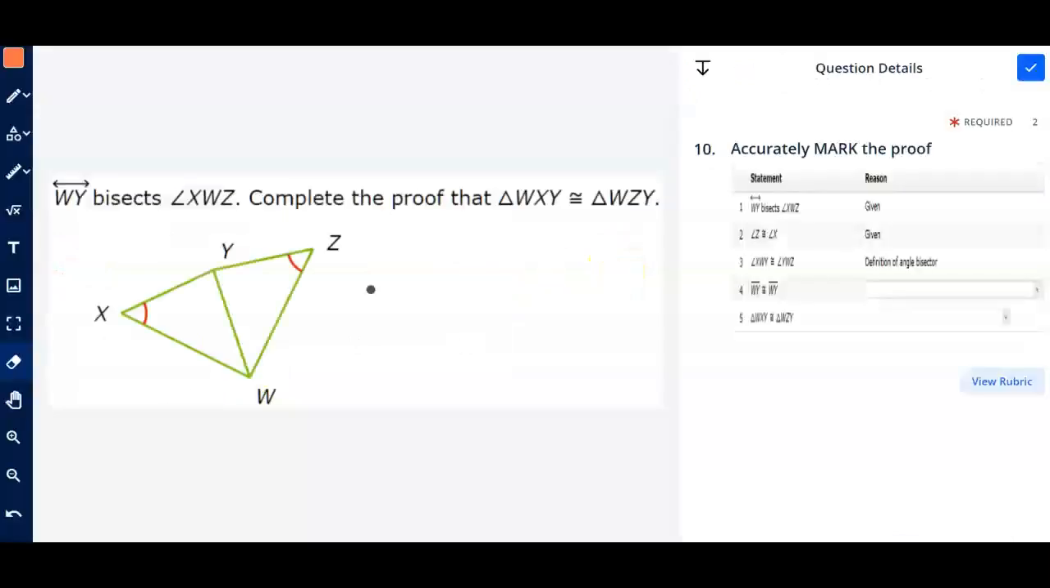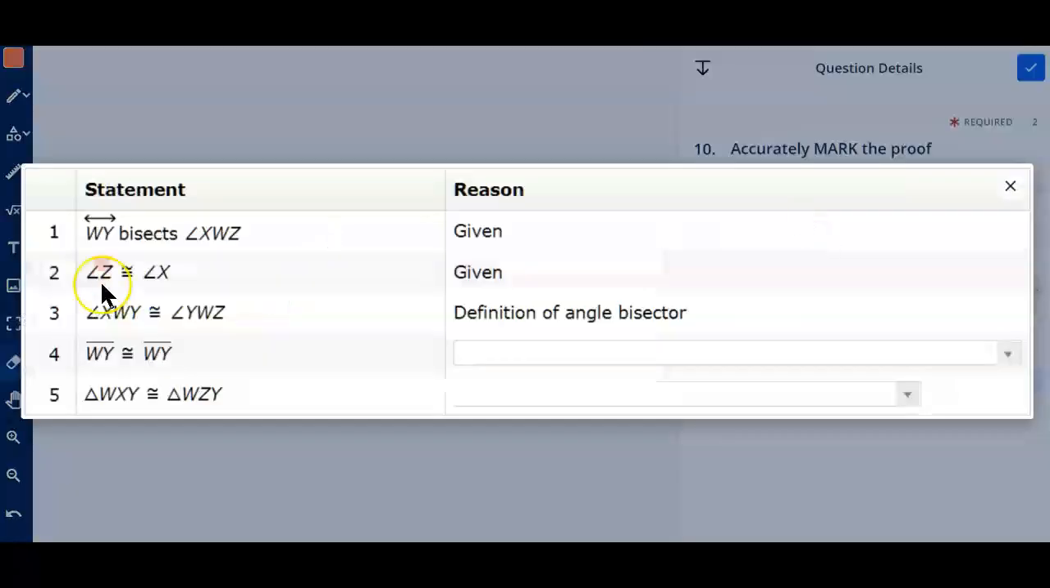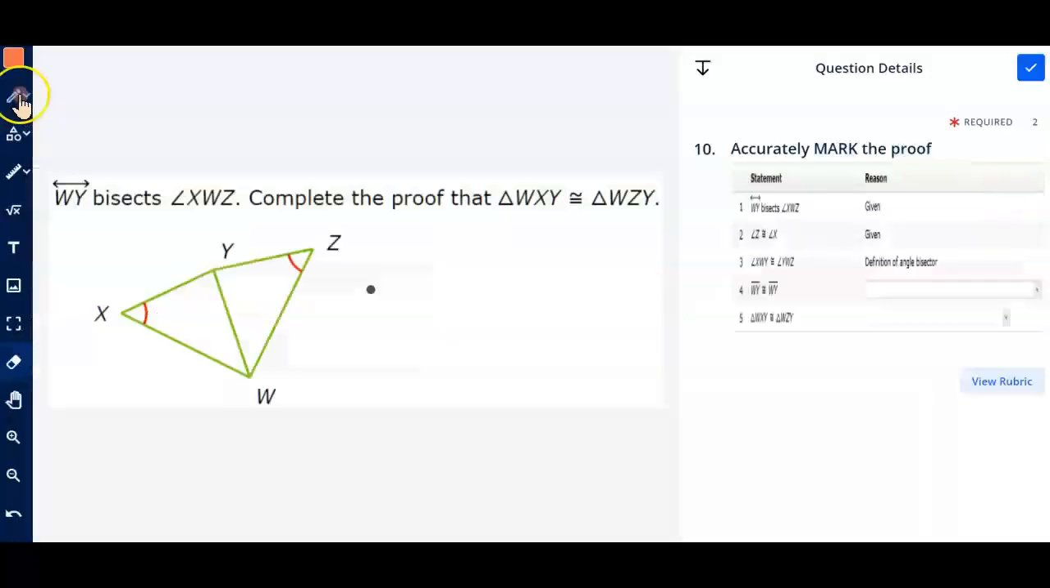Okay. So for anyone who might have been struggling with number 10, I like to go ahead and just mark all of my congruent sides and angles. So I'm going to start with angle Z is congruent to angle X. I'm going to grab my scribble. Angle Z is congruent to angle X.